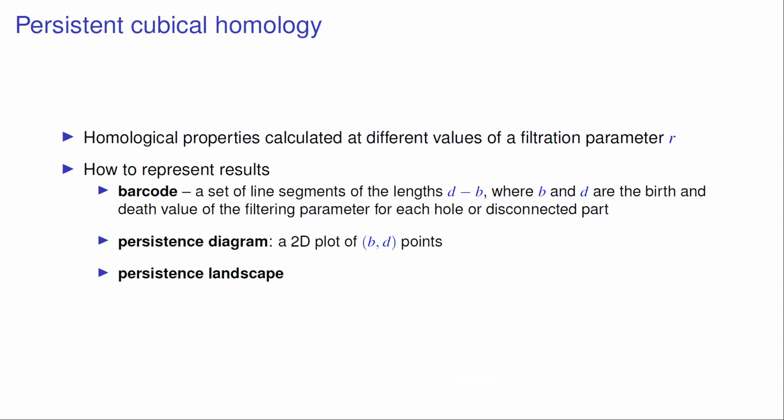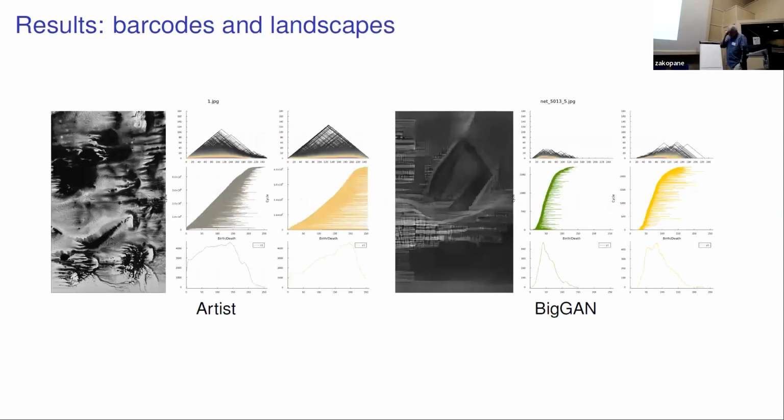Okay, so this is what we actually did for all our pictures, and this is an exemplary comparison of two exemplary images from the real exhibition and the fake one. So these are barcodes, in dimensions 0 and 1, and these are the lengths. These pyramids are superimposed one on another.